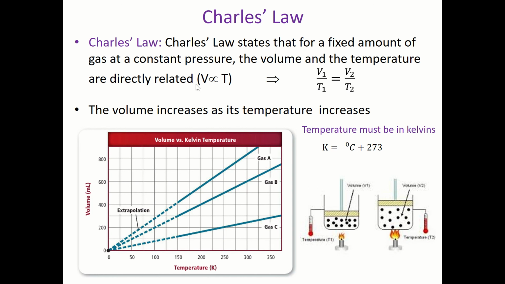But again, you must be careful here that this is only true if the pressure is constant and if there is a fixed amount of gas. So it means that you cannot add gas, you cannot remove gas. The amount of the gas is fixed. And of course the pressure must be constant. So in this case, the volume will be directly proportional to the temperature. So this is V1 over T1 equals V2 over T2. So please write this down in your notebook.